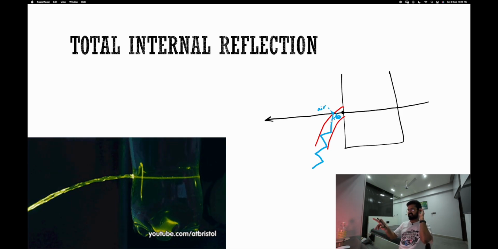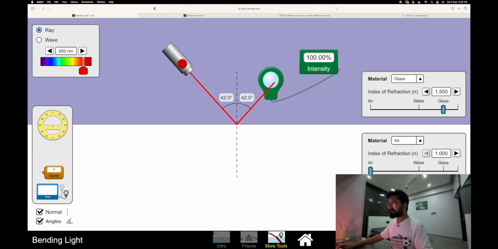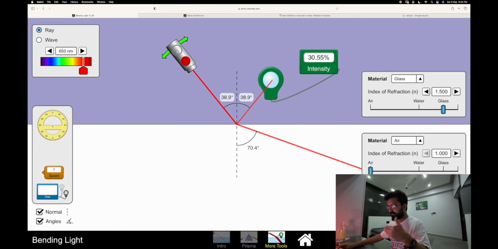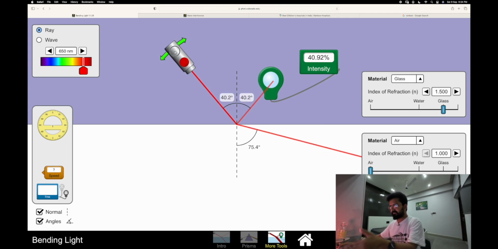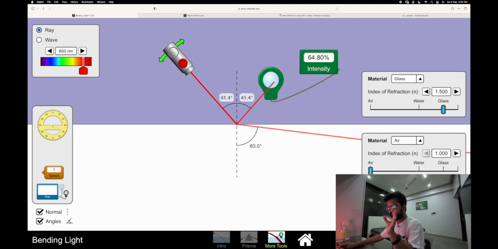But wait, what is the critical angle? What is the critical angle there? So let's talk about it here. You have seen that until 38.9 degrees or 39 degrees or 39.8 degrees or 40 degrees, at no angle was the intensity 100%, but only at a certain angle the intensity became 100%, right? This is called total internal reflection.